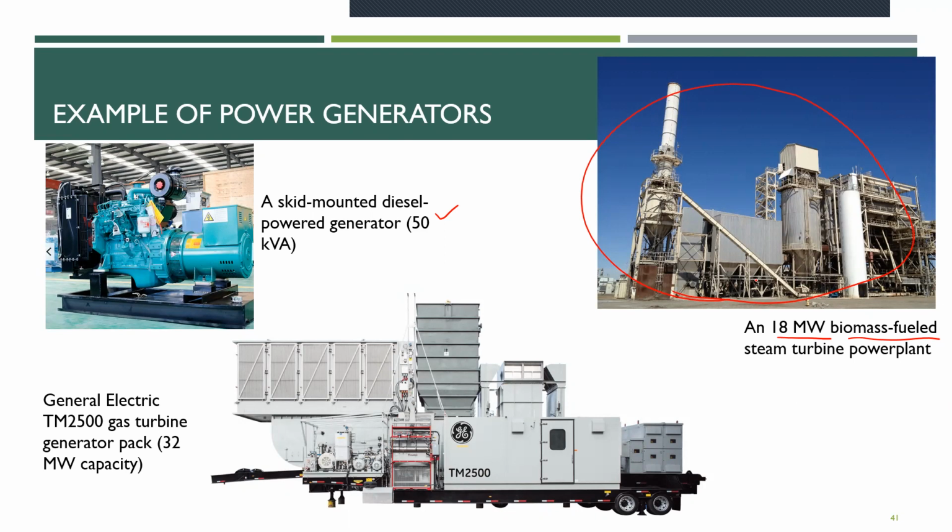And the third one, we have the General Electric TM2500 gas turbine generator pack, with a capacity of 32 megawatts. This is one of the world's most modular, reliable, and experienced mobile gas turbines, because the flexibility of this type of power generator is very good. It can be flexibly moved to specific locations. It is reported that the efficiency of this turbine generator pack is around 35 to 40%. It is also reported that this type of power generator has been installed in 300 plus units worldwide, because of its flexibility and high power capacity.